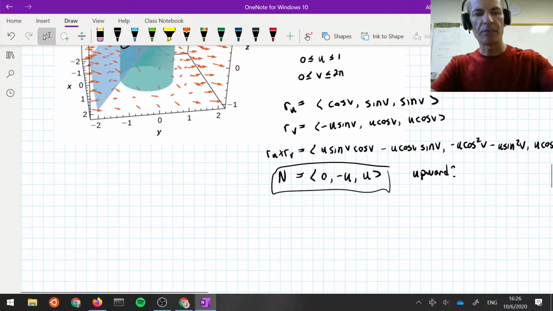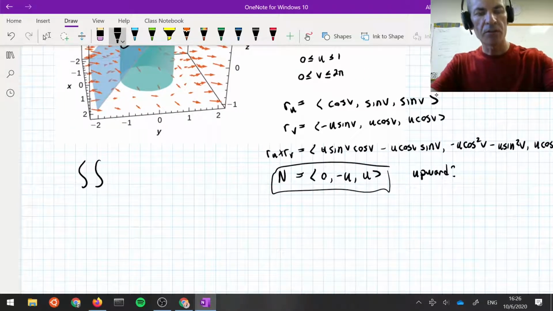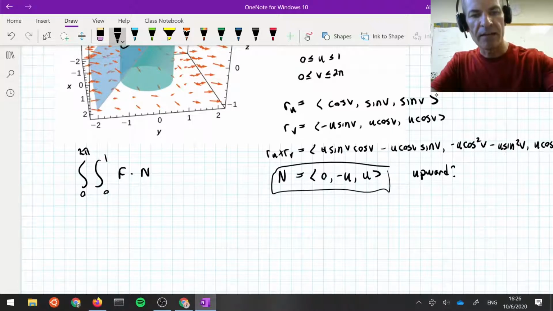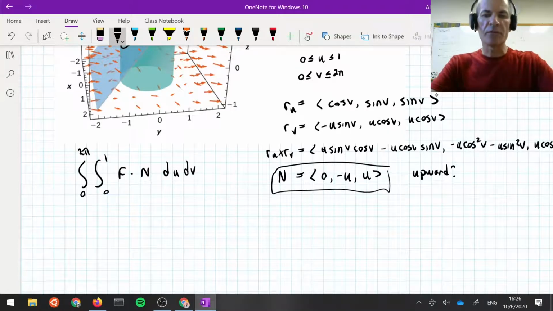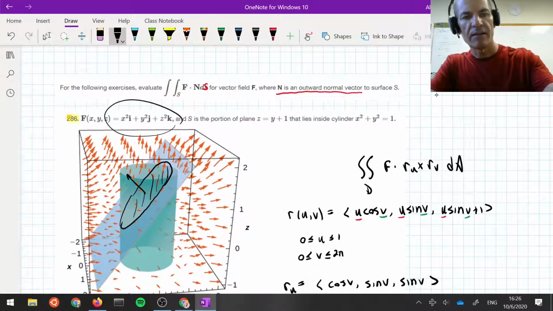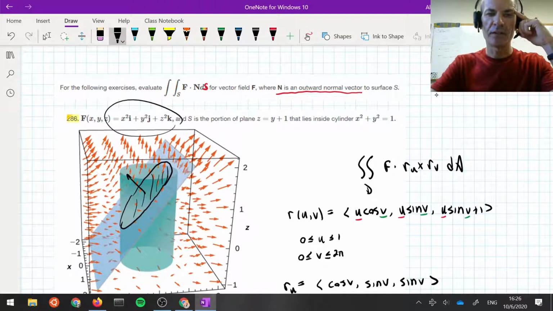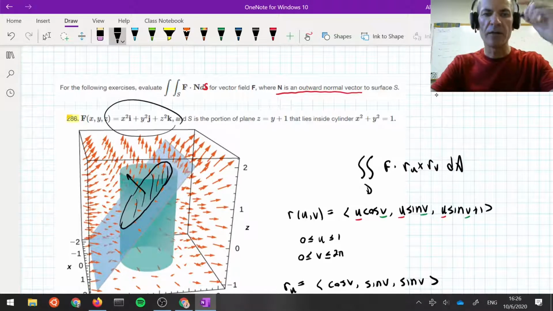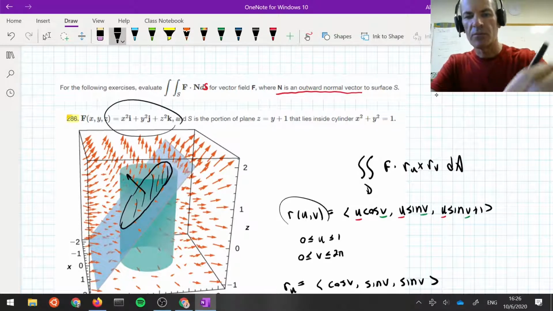Now we're ready to build the integral. The limits of integration are over the parameter range. We'll do u first and then v, but it doesn't matter. Then we'll look at f dotted with n, du dv. Well, we've got to figure out this f dot n thing. Now is when we bring in this part of the equation, and we need to evaluate f along the parameterization.